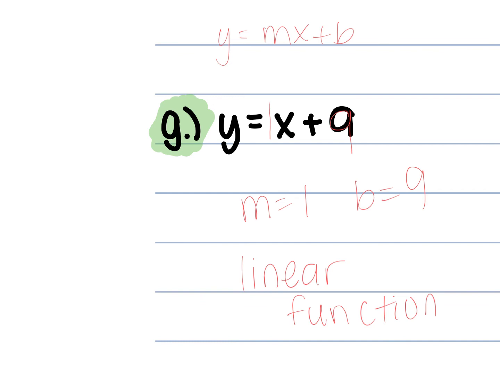So if x ever isn't there, what's my m value? 0. And if x is there with nothing in front of it, what's technically there? A 1, because 1 times x is still x.